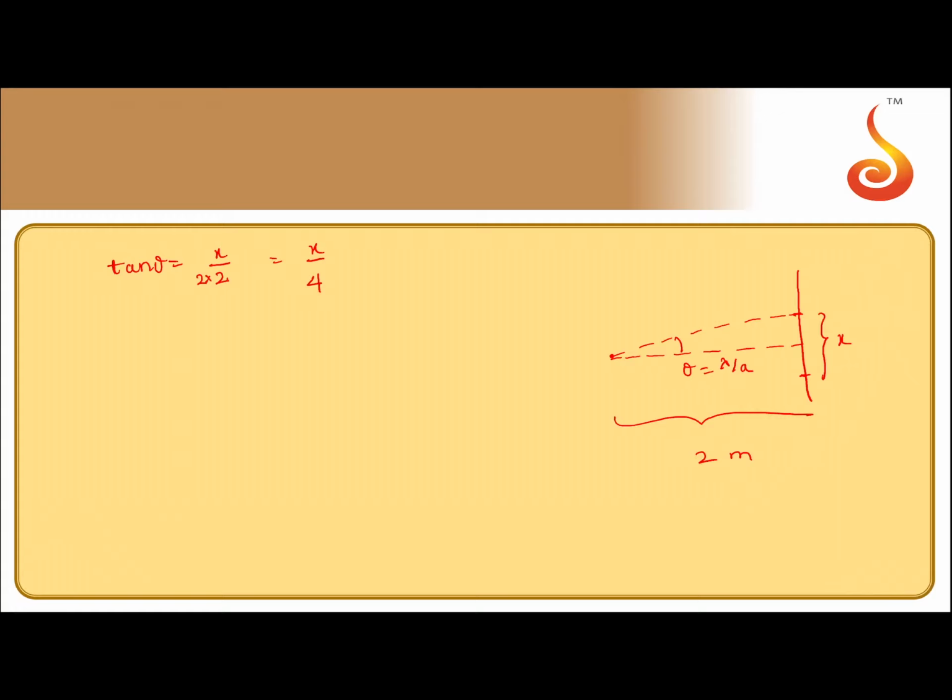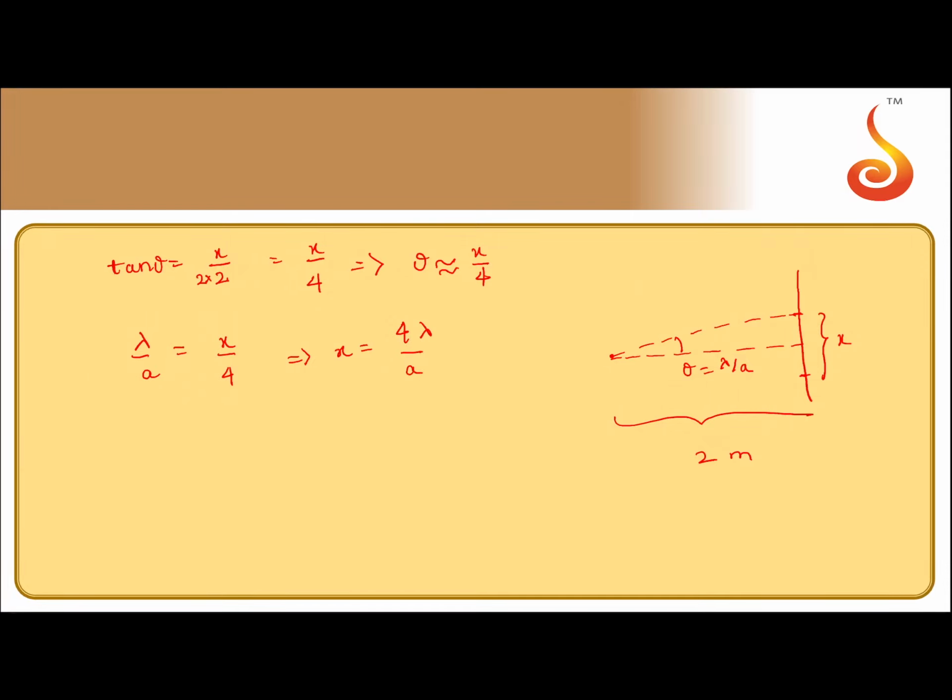When theta is very small, we can approximate tan theta as theta. So this gives us theta as approximately equal to x by 4. And we know that theta is equal to lambda by a, so we get lambda by a is equal to x by 4, and this implies x is equal to 4 lambda by a.